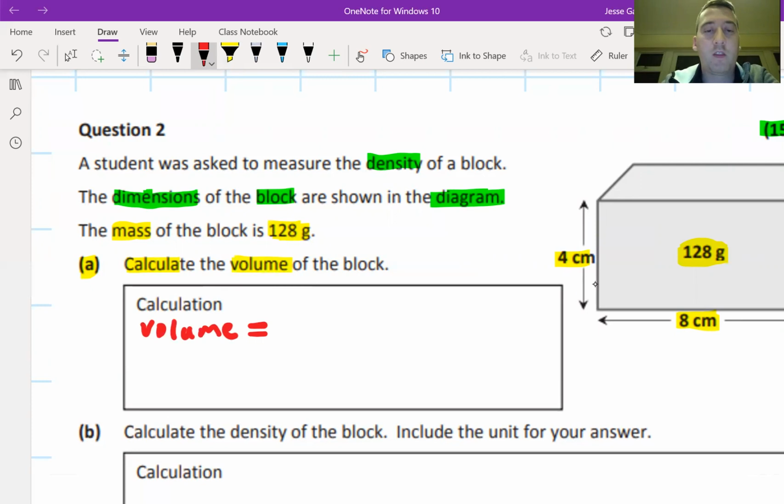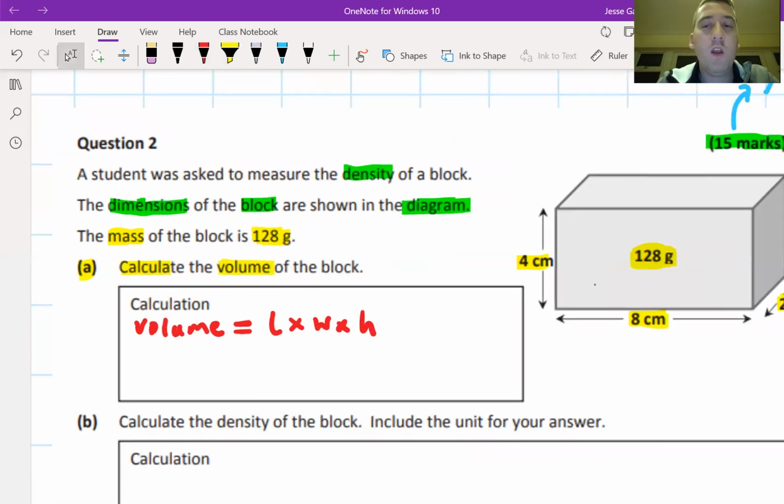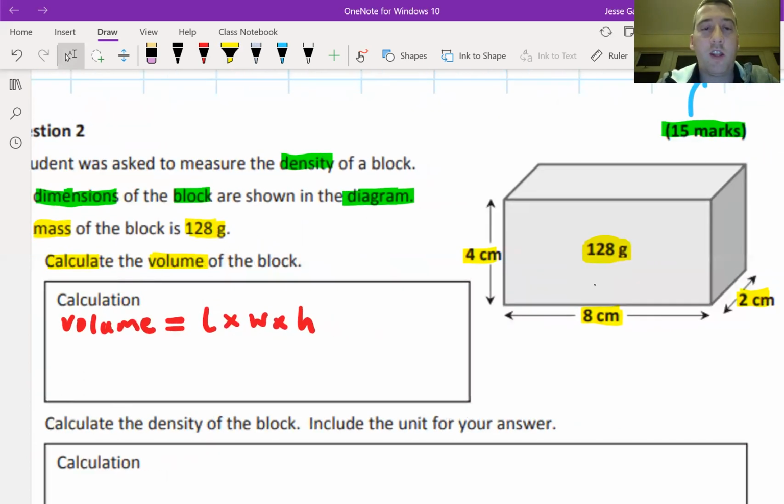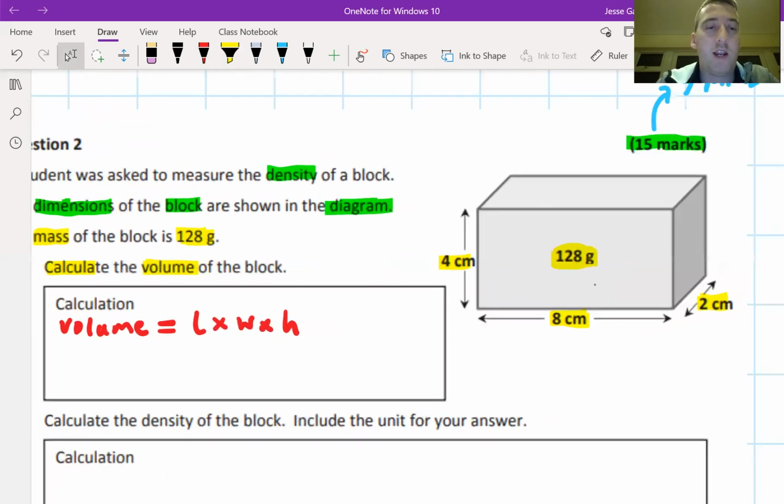Do it now. You should only be playing if you've written down the formula for volume. Formula for volume, we do the length, multiply it by the width, and multiply it by the height. That's what we have to do to get the volume of a solid object like this. Now that we know that, I want you to pause the video and do this for the dimensions in the question. Pause the video, do that now.